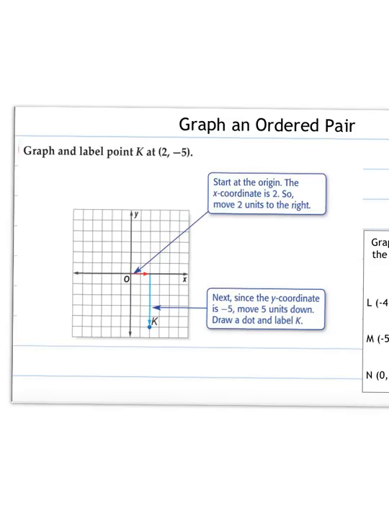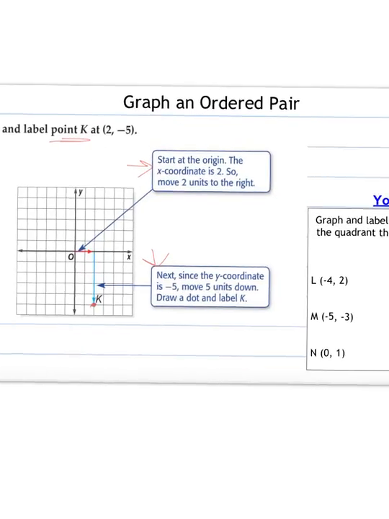Okay, next we are looking at graphing points. We are looking to graph point K at 2, -5. So again, start at the origin. Our x-coordinate, the first one there, is 2, so since it's positive, we're moving to the right 2. Next, since the y-coordinate is -5, since it's negative, that means we're going down, so we are moving down 5 units. That's where we make our point, and this is point K, so that is how we label it.